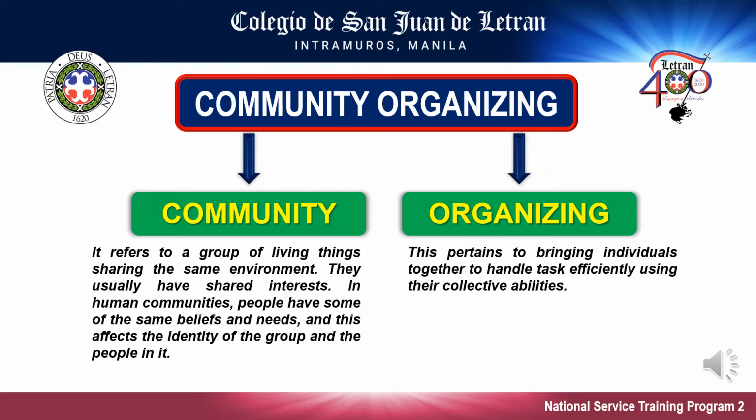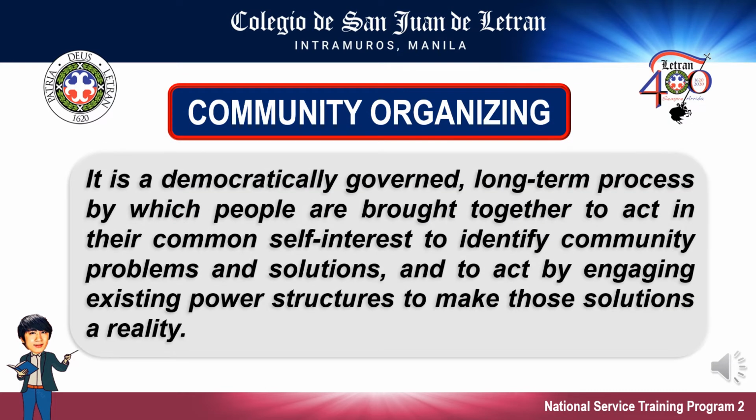When we talk about organizing, this refers to getting people together to complete tasks more efficiently by combining their skills. Thus, community organizing is a process in which people who live nearby to one another or who have a common problem form an association that acts in their shared identity. Moreover, it is a long-term, democratically regulated process in which people are brought together to work in their common self-interest in identifying community challenges and solutions, and then acting by engaging existing power structures to make those solutions a reality.